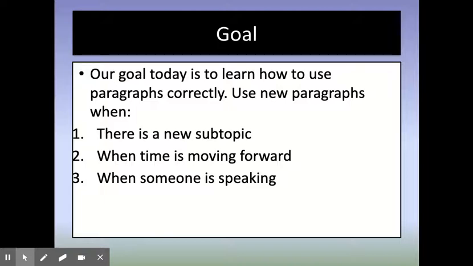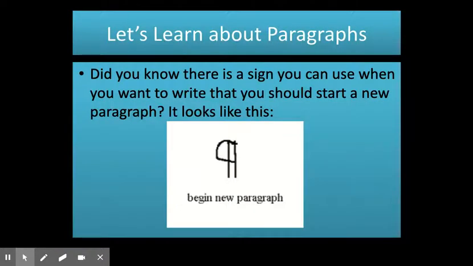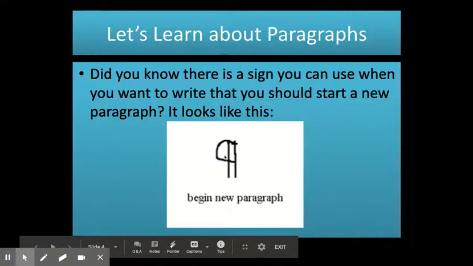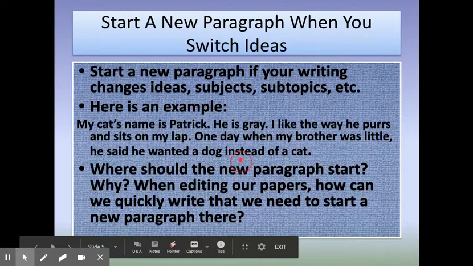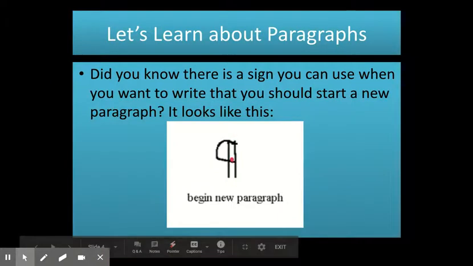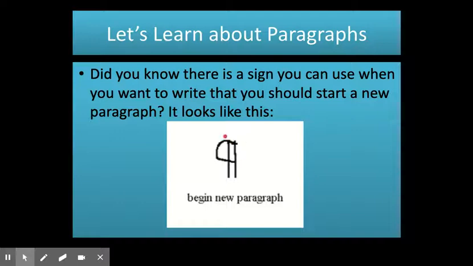You're probably wondering, how am I supposed to know when these things are happening? Well, we're going to look at a few examples. Before we look at the examples, did you know that there is a sign you can use when you want to write that you should start a new paragraph? It looks like this. It's like a backwards P. Do you guys see it? Whoopsies. It's a backwards P, with a double line. So there's two lines and then a backwards P. And that means new paragraph.